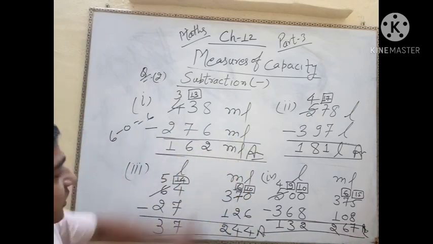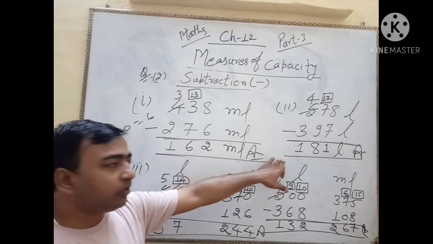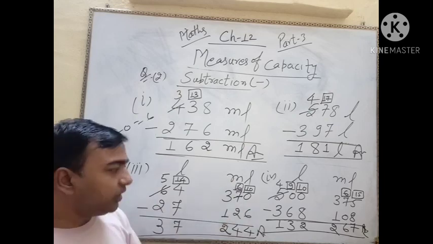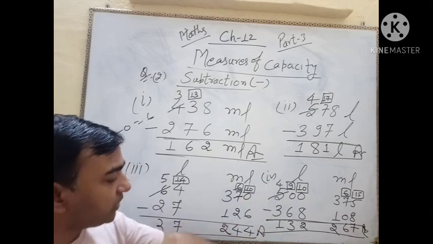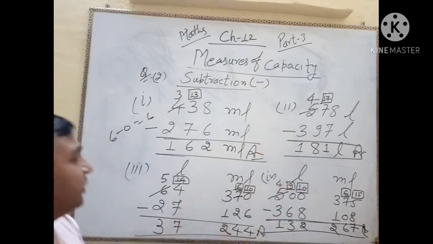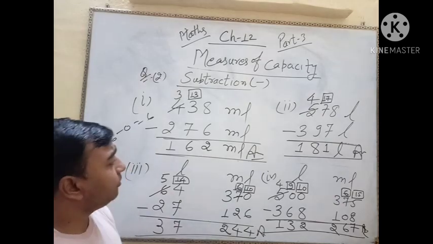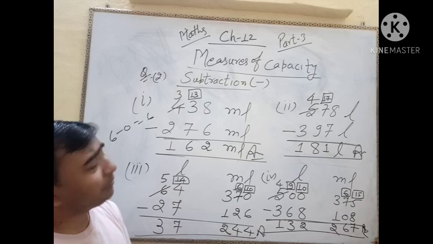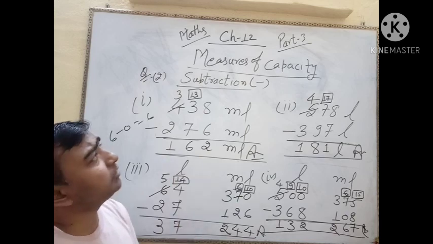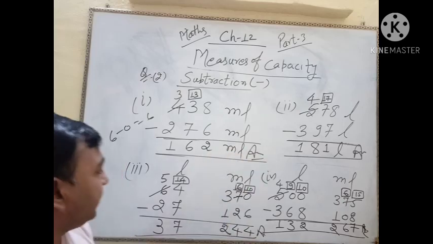First answer is 162 milliliter. Second answer is 181 liter. Third answer is 37 liter 244 milliliter. And fourth answer is 132 liter 267 milliliter. So students, in this video we have learned about addition and subtraction of chapter number 12, measures of capacity, with units liter and milliliter.